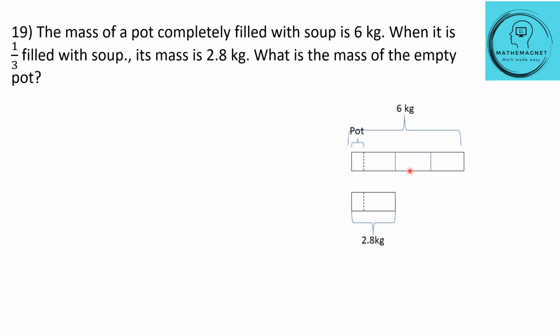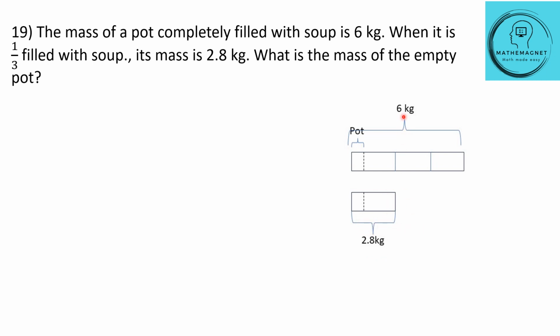The reason I am taking 3 units is that in the next statement we are considering only one portion of 3 portions, so that is 1/3. So for better understanding, I am taking 3/3 to denote it is full. So when it is 3/3, it weighs 6 kg including the weight of the pot. When it is 1/3, it weighs 2.8 kg including the weight of the pot.